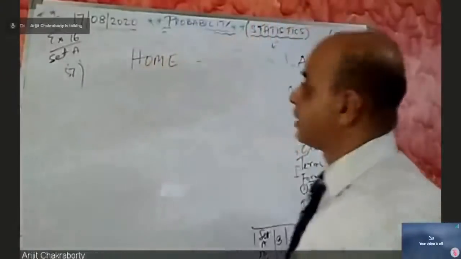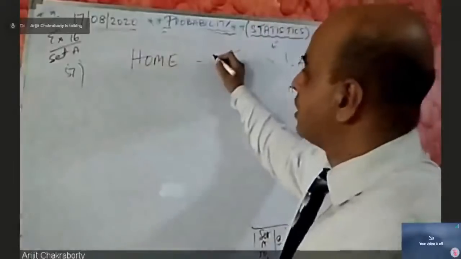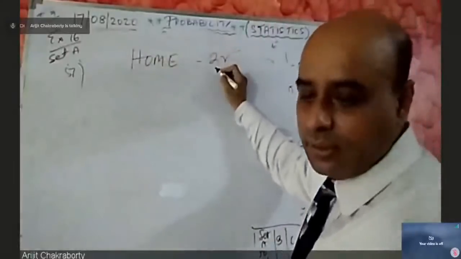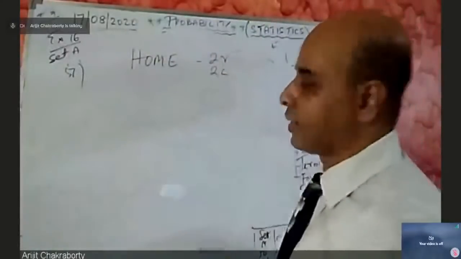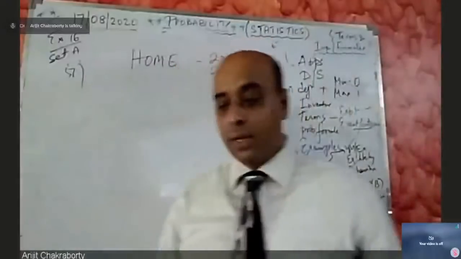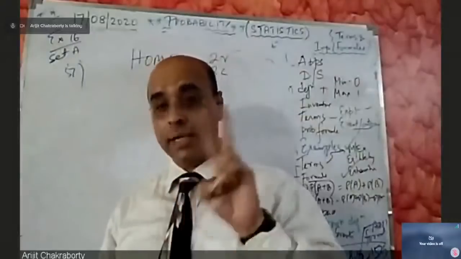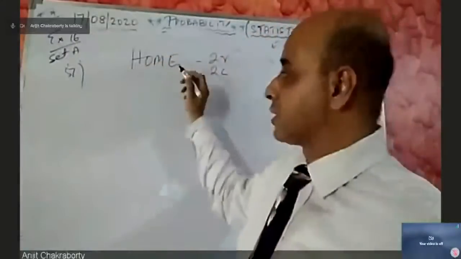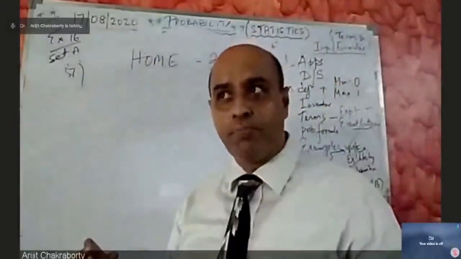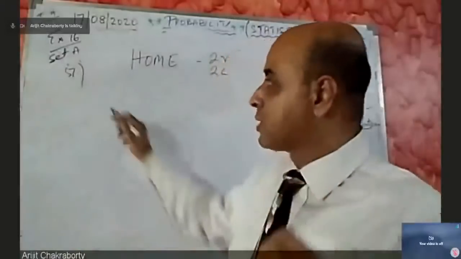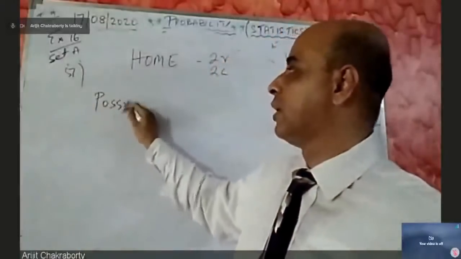How many vowels are there? So we have two vowels and two consonants. Now, the letters must not be vowels. First of all, in how many ways can two letters be taken? You have 4 letters. In how many ways can you pick 2 letters? That means how many possible cases are there?